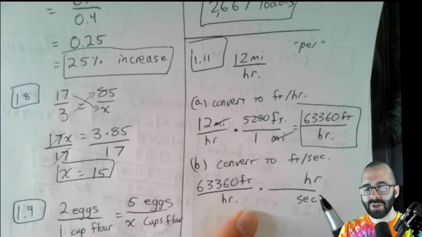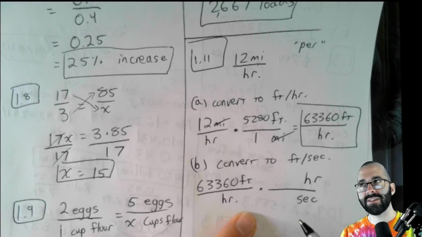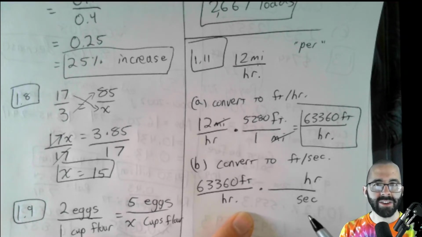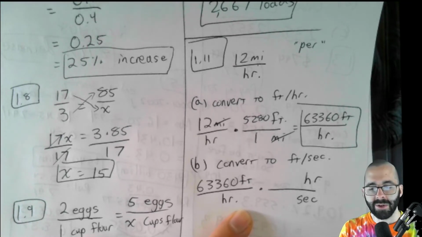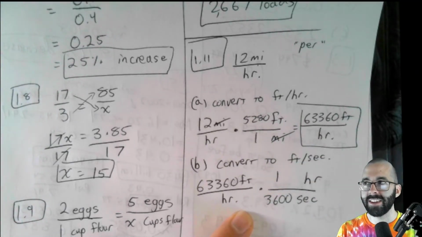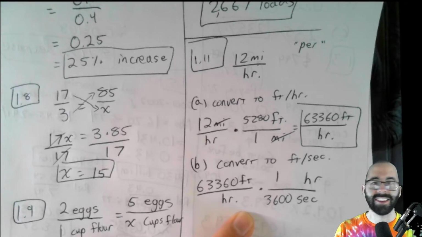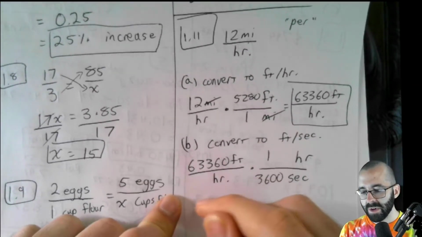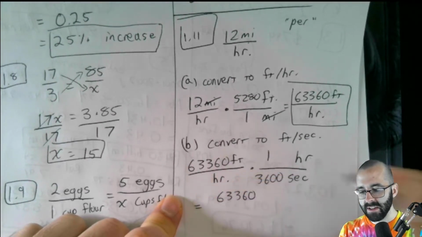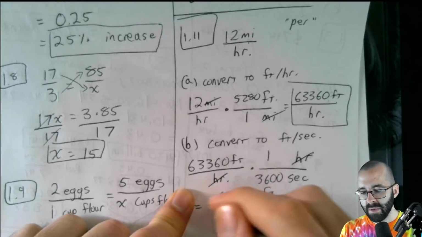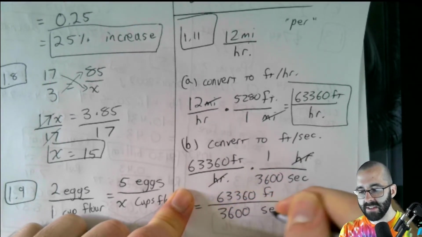And then you might want to do this in 2 steps because it's not super obvious how many seconds are in an hour. You might want to convert it to minutes first and then seconds afterwards, or you can just Google it. But it should be 3,600 seconds in an hour, I think. 60 minutes in an hour and 60 seconds in a minute. And so we just multiply this all across. And we're going to get 63,360. The hours cancel. We have feet on the top, and the bottom is 3,600 seconds.